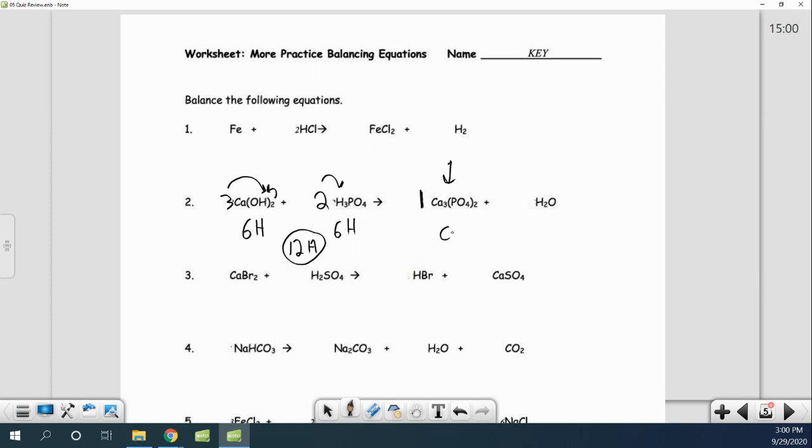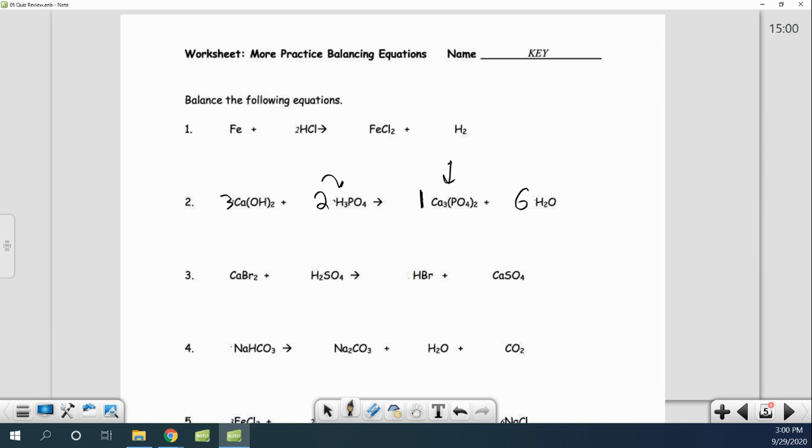I have 0 hydrogens here, which means I need 12 on this side. How do I get 12? I'd make 6 sets of 2. All right, that's pretty good. Now, to make sure I actually did it right, there's one thing left to check, and that's to make sure the one thing I haven't looked at yet balances.